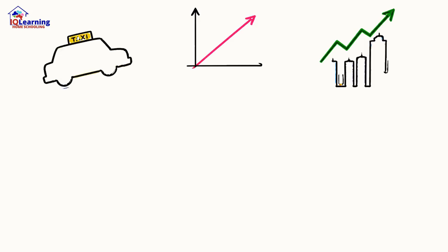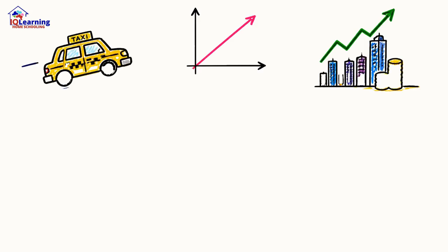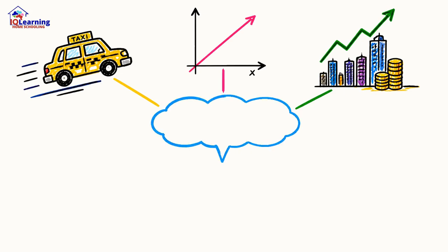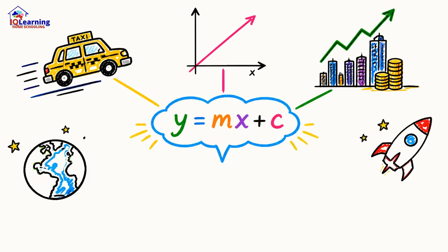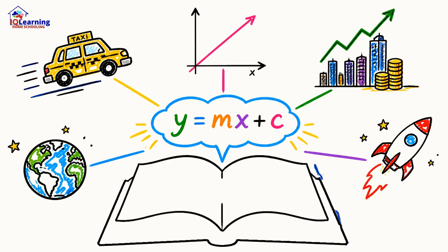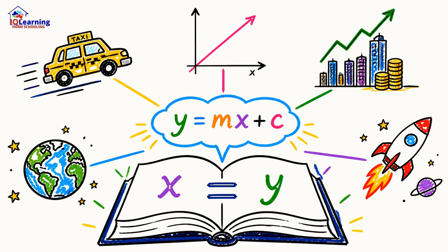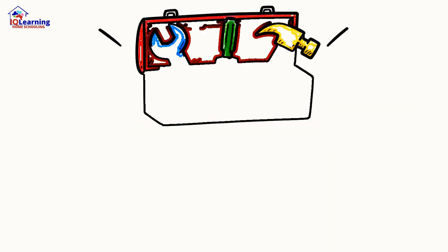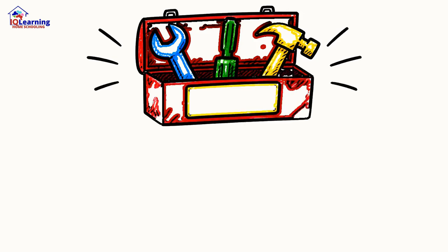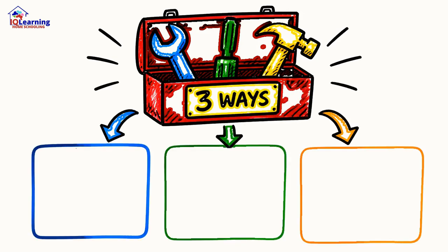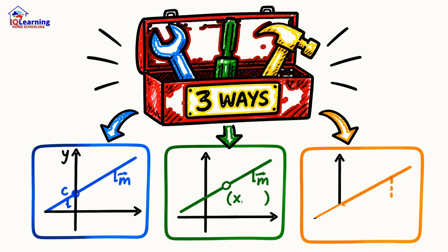If mathematics is the language of the universe, then linear relationships are its most fundamental sentences. They're the starting point for almost everything, from a simple taxi fare calculation to the complex algorithms that model our economies. So, how do we speak this language fluently? We start by understanding the three ways to write a linear equation. Think of them as different tools for different jobs.